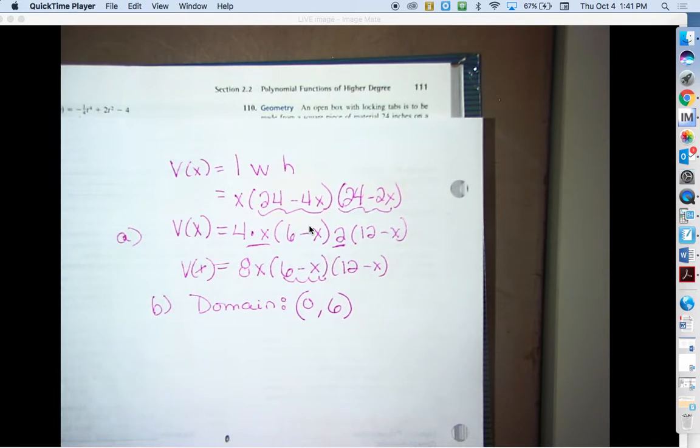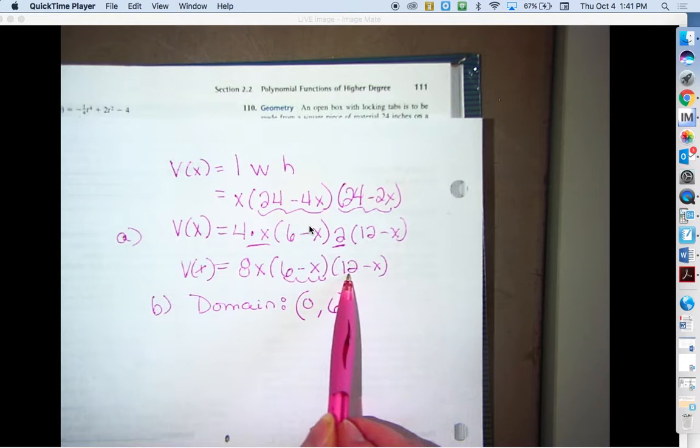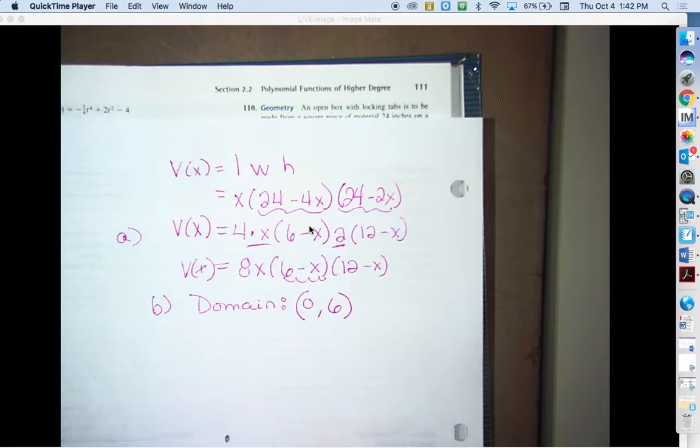So thinking that each one of these represents a length, you can't just plug anything in for x if it's specifically talking about a box that we're trying to create, because we only have so much distance to work with. There's only 24 inches to begin with. And then the last part was just graphing it. Questions?